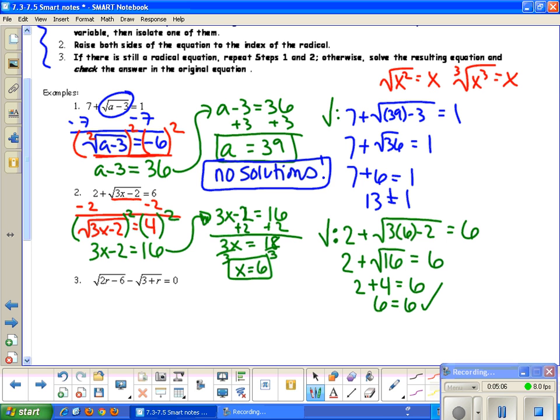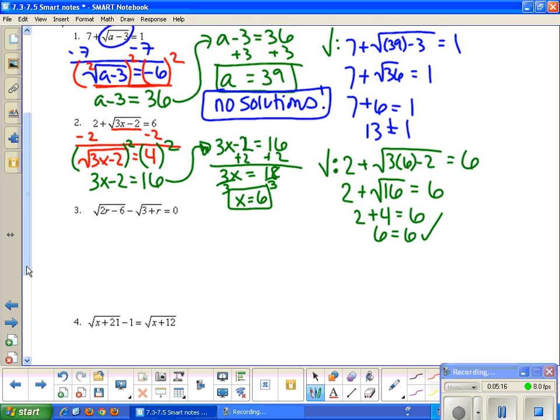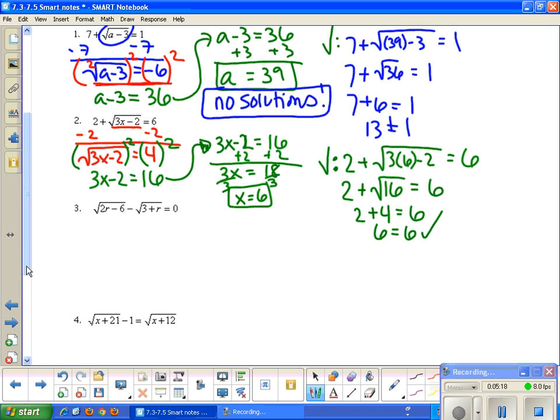Now, if we look at number 3 here, this is a little bit different than the other ones because we have two radical equations with two variables. So when this happens, pick one of the variables or one of the radicals that you want to isolate. It doesn't matter which one. So I'm going to pick this one to isolate because it's positive.